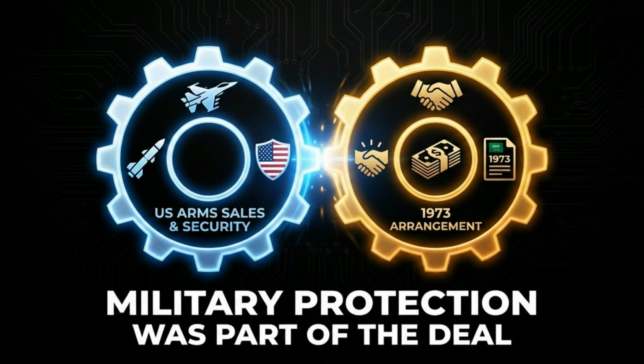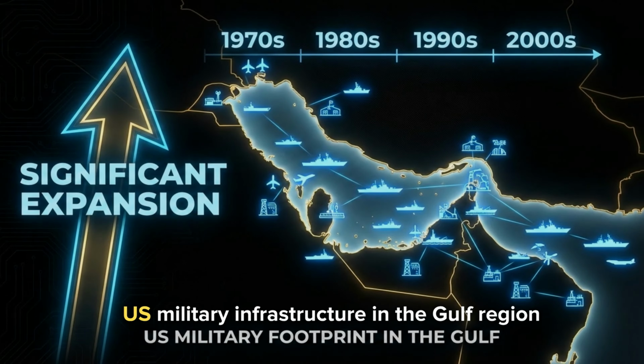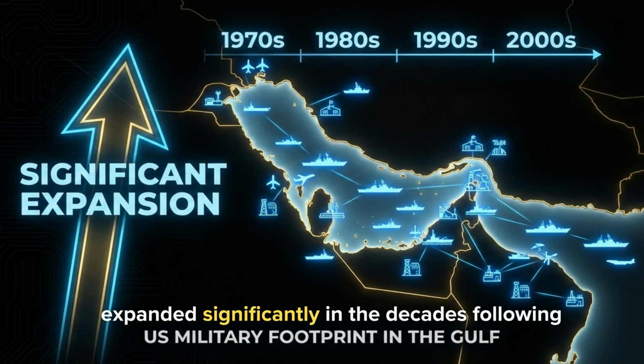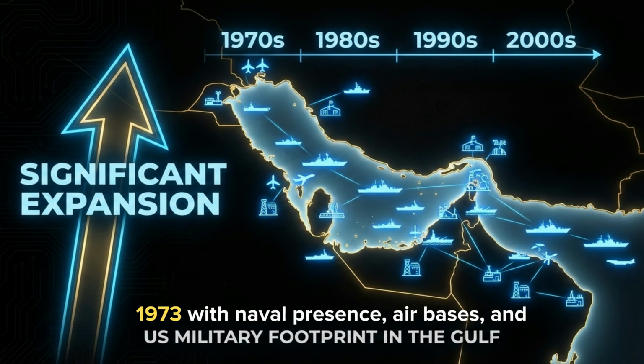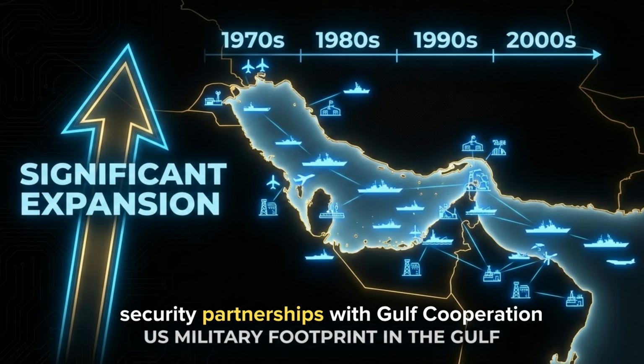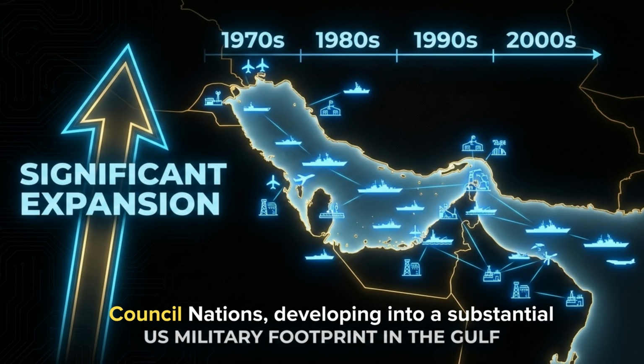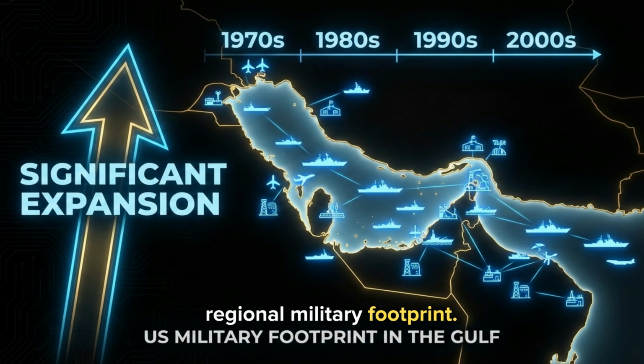The 1973 arrangement between the U.S. and Saudi Arabia explicitly included a military protection component. U.S. arms sales and security guarantees were a stated part of the original deal. U.S. military infrastructure in the Gulf region expanded significantly in the decades following 1973, with naval presence, air bases, and security partnerships with Gulf Cooperation Council nations developing into a substantial regional military footprint.